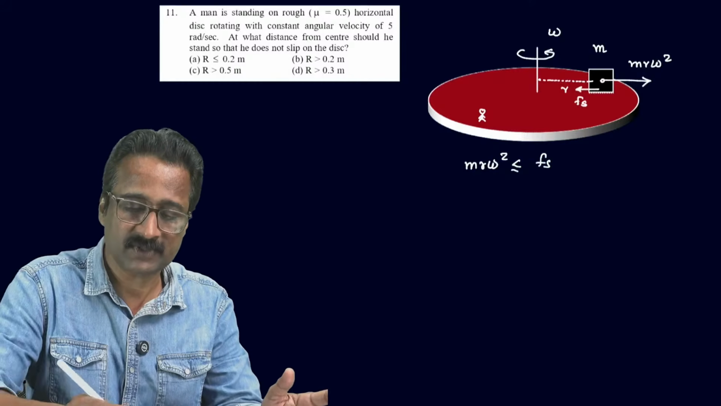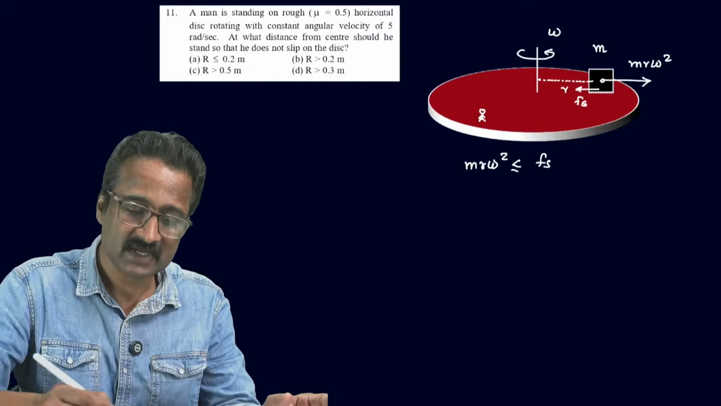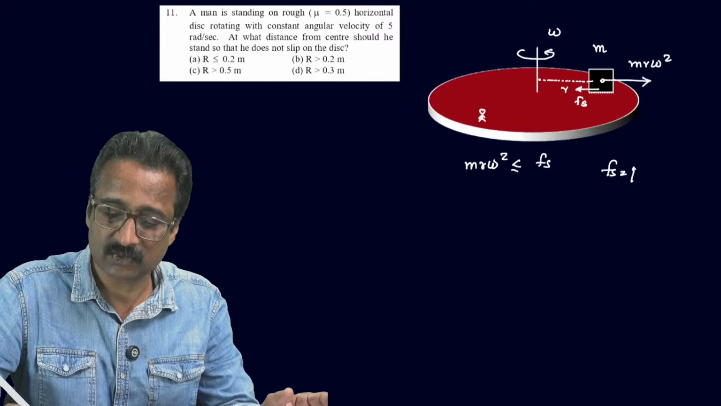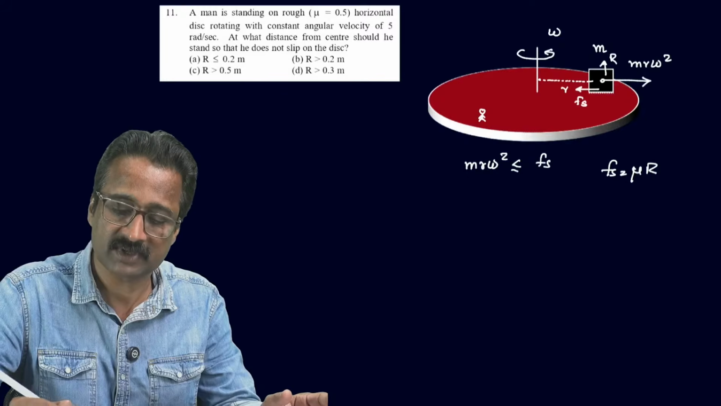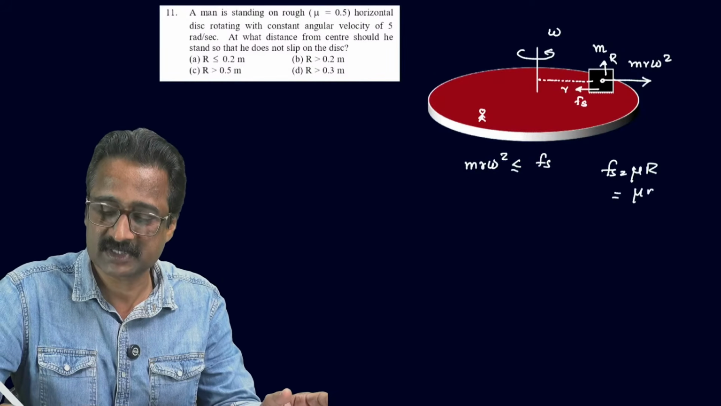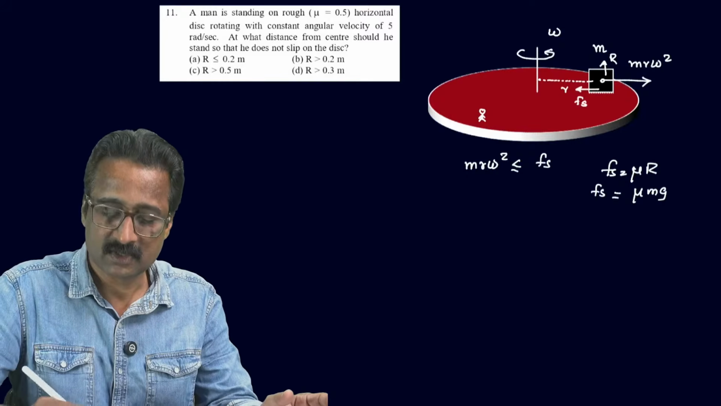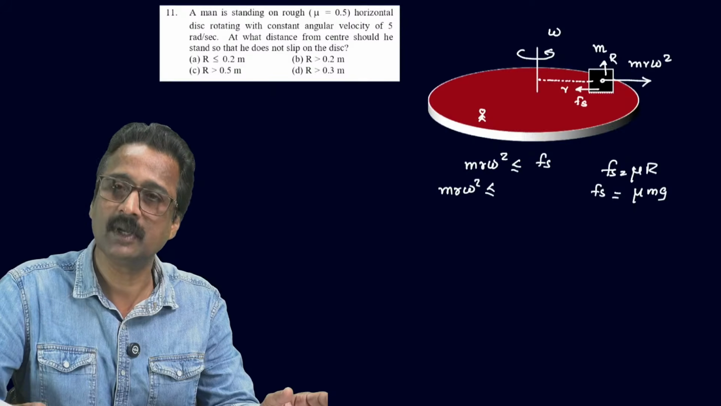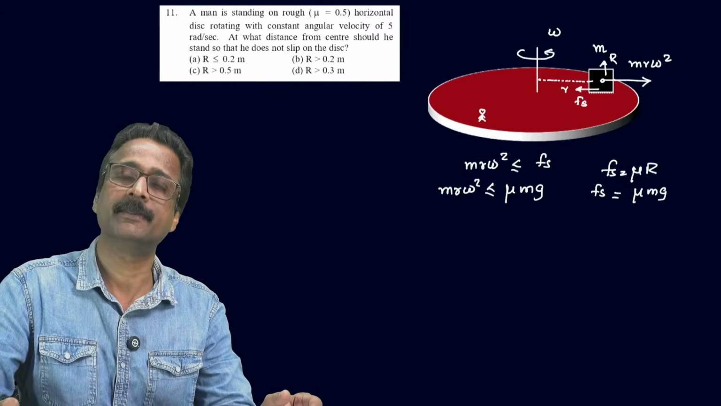Now coming to Fs, reminding you that Fs is the maximum value of static friction, and you know that Fs is nothing but mu into R, where R is the normal reaction. The R I meant here is normal reaction. And since it is a horizontal table, normal reaction is simply mg. So Fs is equal to mu mg. Okay, let me rewrite the condition now. mr omega squared must be less than or equal to mu into mg. That's the condition that the body doesn't slip.